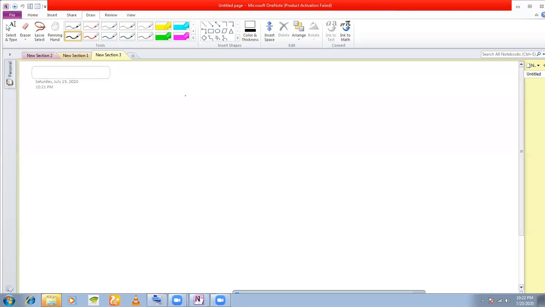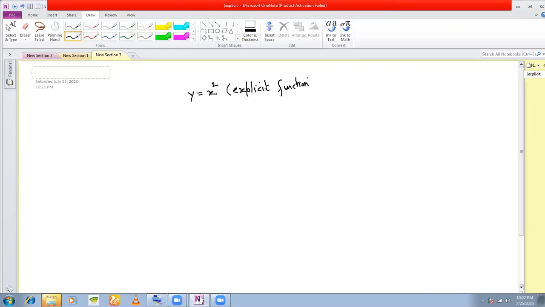Okay, we'll start what we call the differentiation of implicit function. Now, what do you mean by implicit function? Suppose I give you y is equal to x square. This is an example of an explicit function. Why is this explicit? Because y is in terms of x, and you can also find x in terms of y, isn't it?